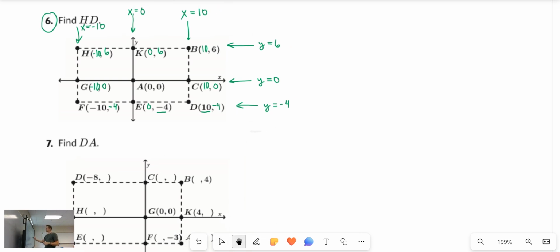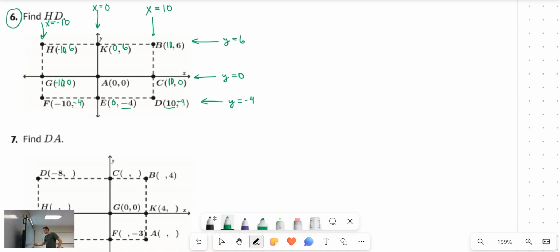All right, now we need to find the length of HD. We're going to do this in purple. The line connecting H to D is going to be like this. So we have to figure out the length of the line connecting H to D. This looks like a distance formula. We're looking for H to D.